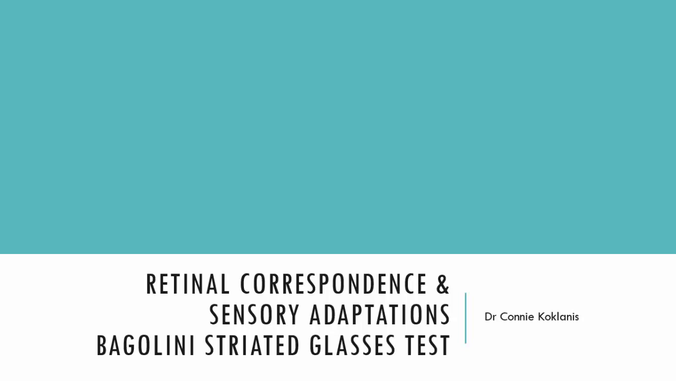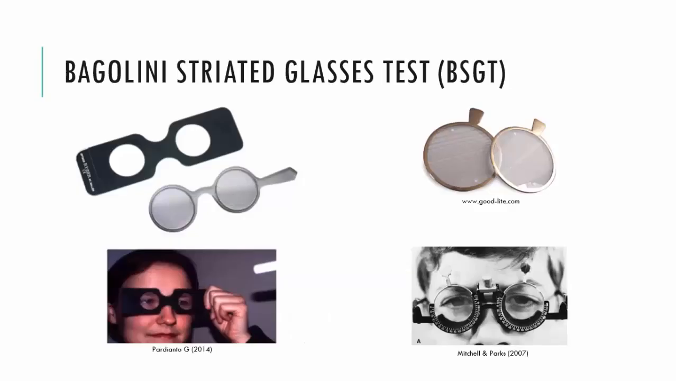Hi, my name is Connie Kleiner, and you're watching the video on the Bagolini Striated glasses test. This is a test, as is the Worth 4 Lights test, that can look at retinal correspondence and sensory adaptation. So it's able to give us information around simultaneous perception, sensory fusion, and on adaptations such as suppression and ARC. So what are Bagolini glasses?